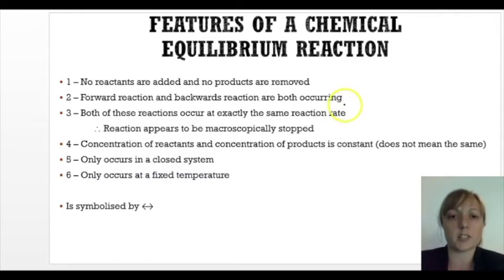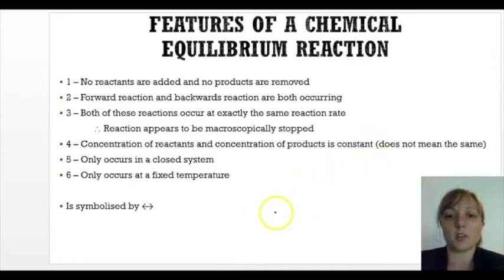So when it's reached equilibrium, we're saying it's occurring at the same rate. So the amount of reactants being produced is the same as the amount of products being produced. And so it looks like it's stopped, but it's in equilibrium, so it's moving backwards and forwards at the same rate. The concentration of the reactants and products are constant, so it doesn't mean that they're exactly the same.